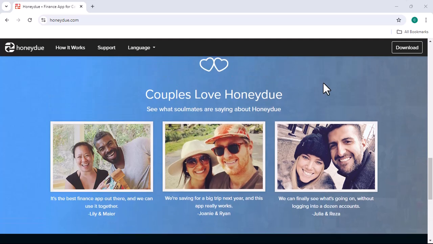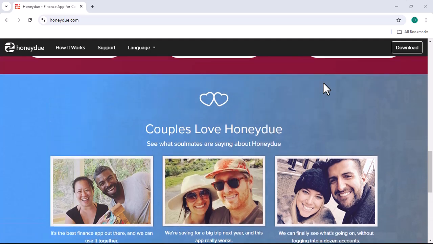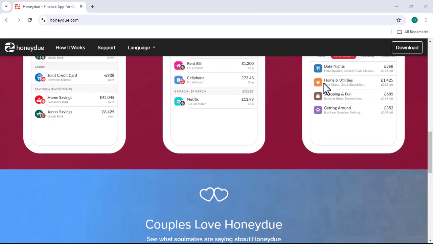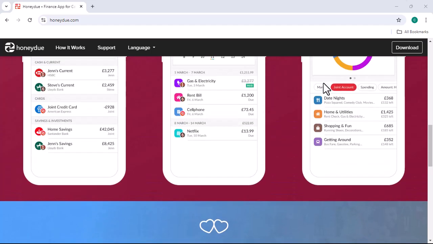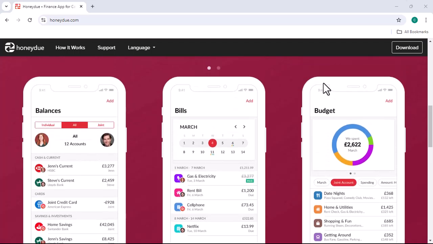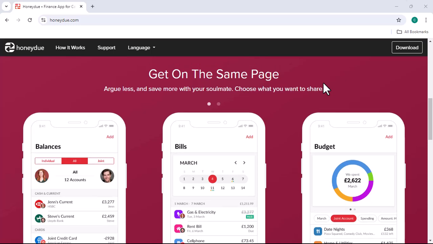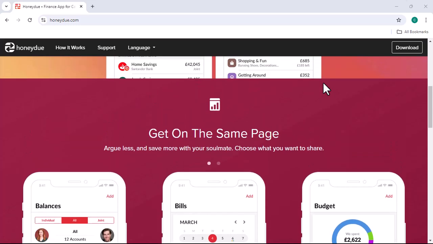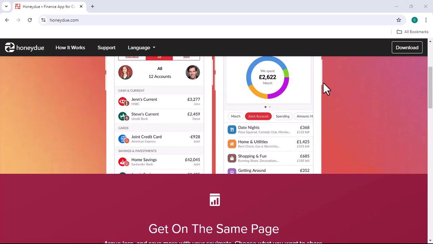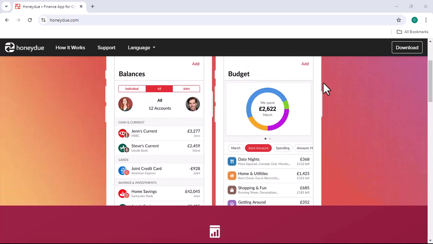Let's break it down. Honeydue is a financial management app specifically designed for couples. It's like having a personal finance therapist that's always on call. You can link all your accounts, set budgets, track spending, and even chat with your partner about money without resorting to the silent treatment. But does this financial fairy godmother work its magic in the UK? That's what we're here to find out.